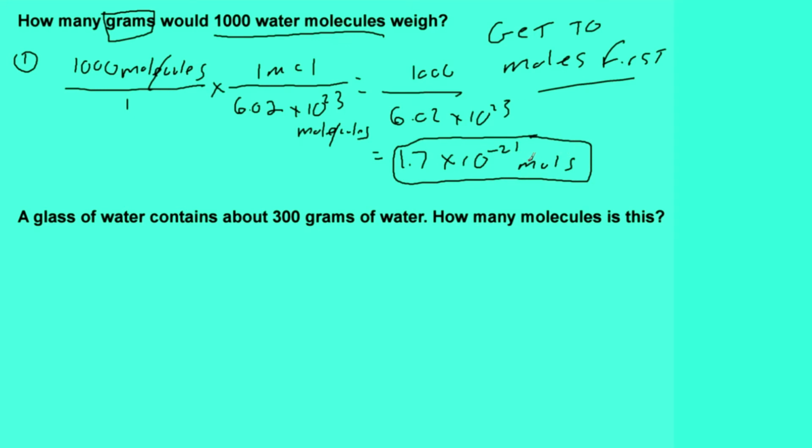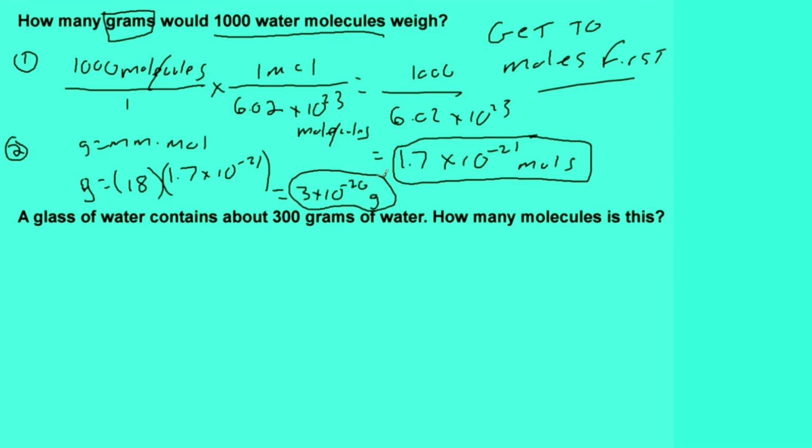All right, so we're trying to get to grams though. Oh, so we're not done yet. We have to go to step 2. How do we convert moles to grams? Well, it's this formula. Here's our moles, 1.7 times 10 to the minus 21. We're solving for grams, so we don't know that yet. But we do know the molar mass of water. It's 18 grams. That is a really, really small number. But we're only talking about 1,000 molecules, so it's going to be a small number. That's your final answer. All right, let's try another one.